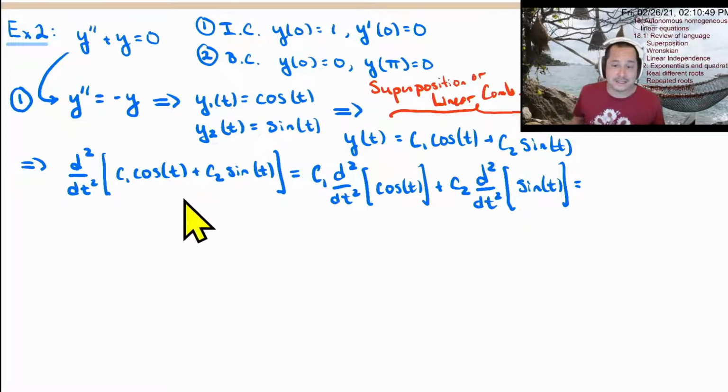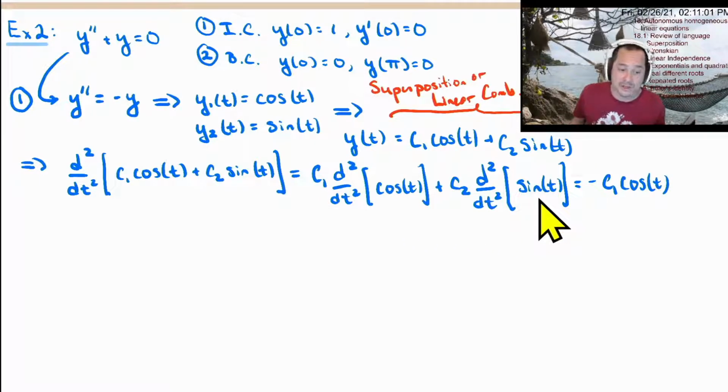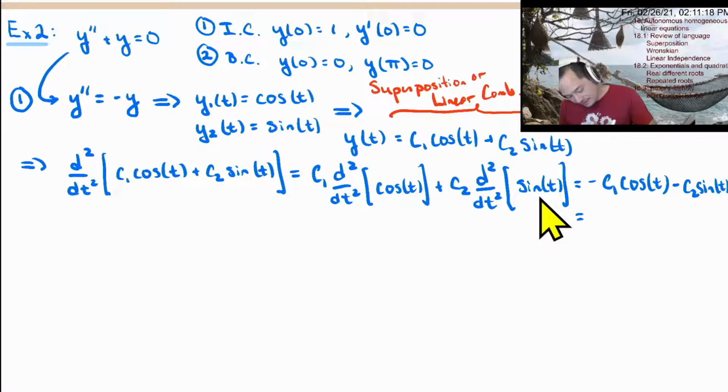But what is the second derivative of cosine? Well, take the derivative to get negative sine, take another derivative, and I will get negative c1 cos of t. And then what's the second derivative of sine? I take one derivative to get cosine, take another derivative, a negative pops up, and what do I have? I have negative c2 sine t. But then I can factor that negative off, and I'll have c1 cos t plus c2 sine t.